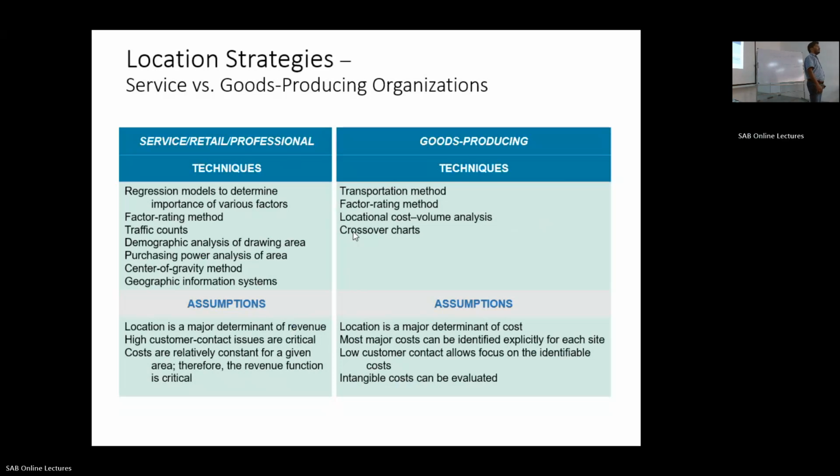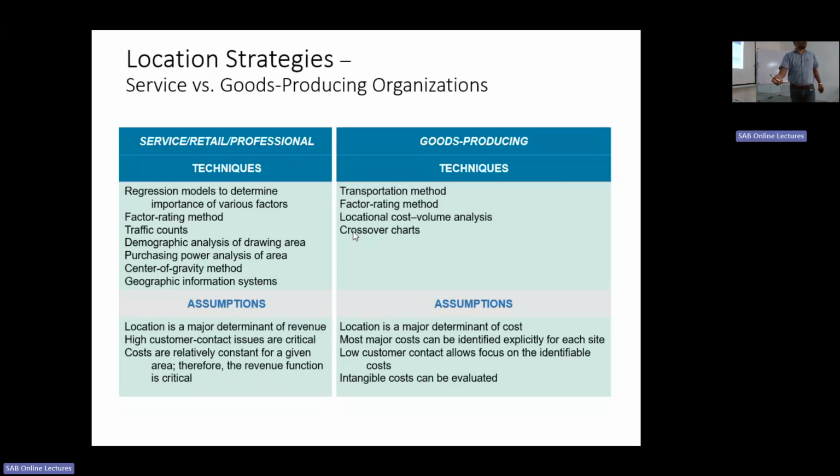Hello? When you think of businesses like restaurants and hotels, supermarkets, hospitals, banks, what is the common factor? Hello? What is the common factor?